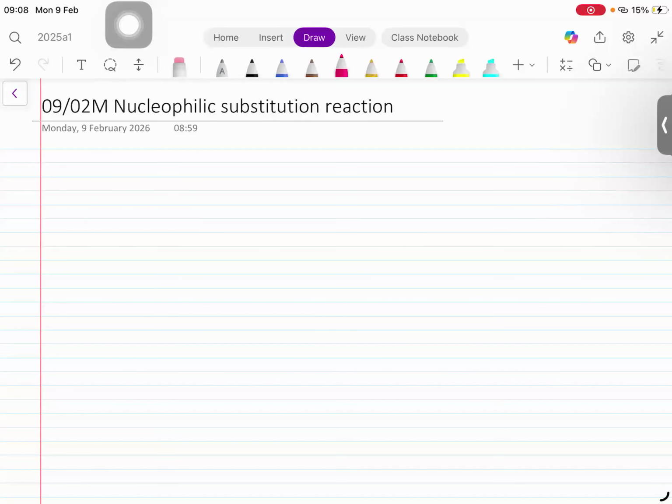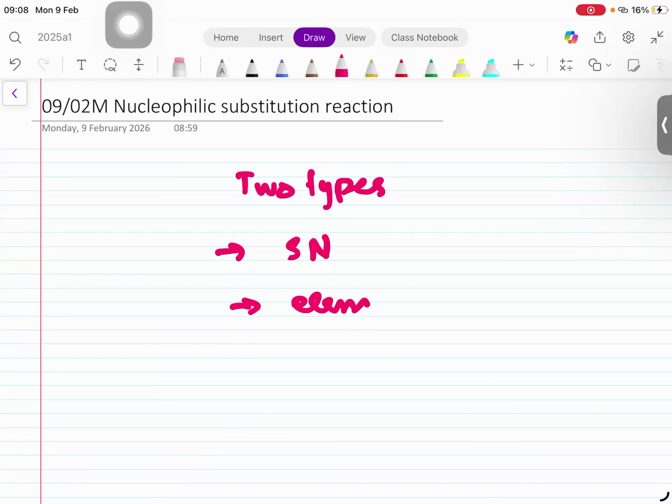Record. We discussed the reactions of haloalkanes, and we said there are two types of reactions. What were those two types of reactions? One, most of the reactions, were nucleophilic substitution, which we signified as SN. And the second type was elimination.